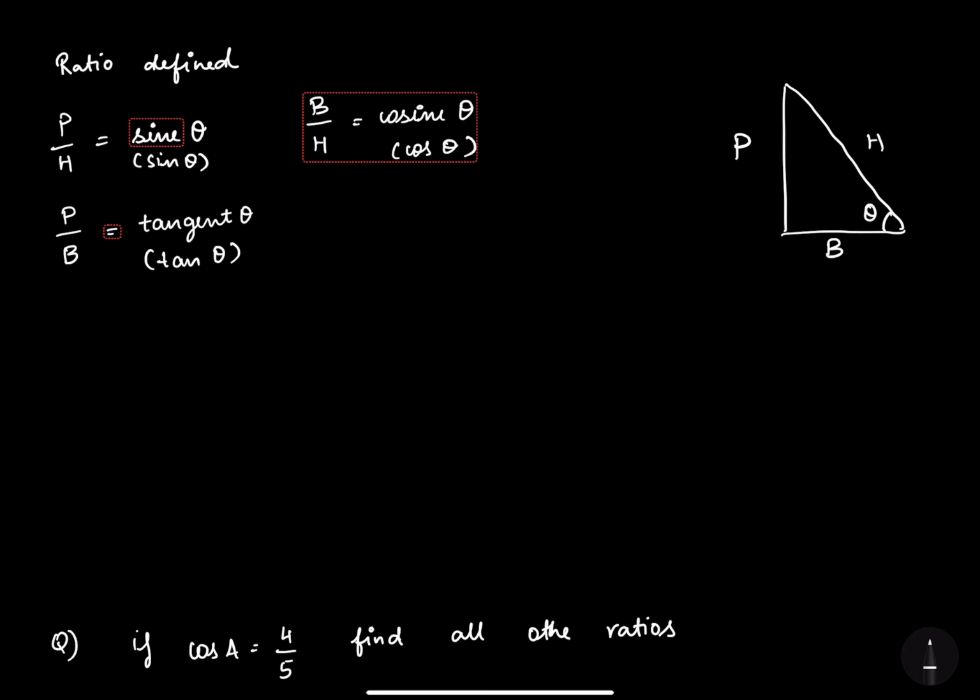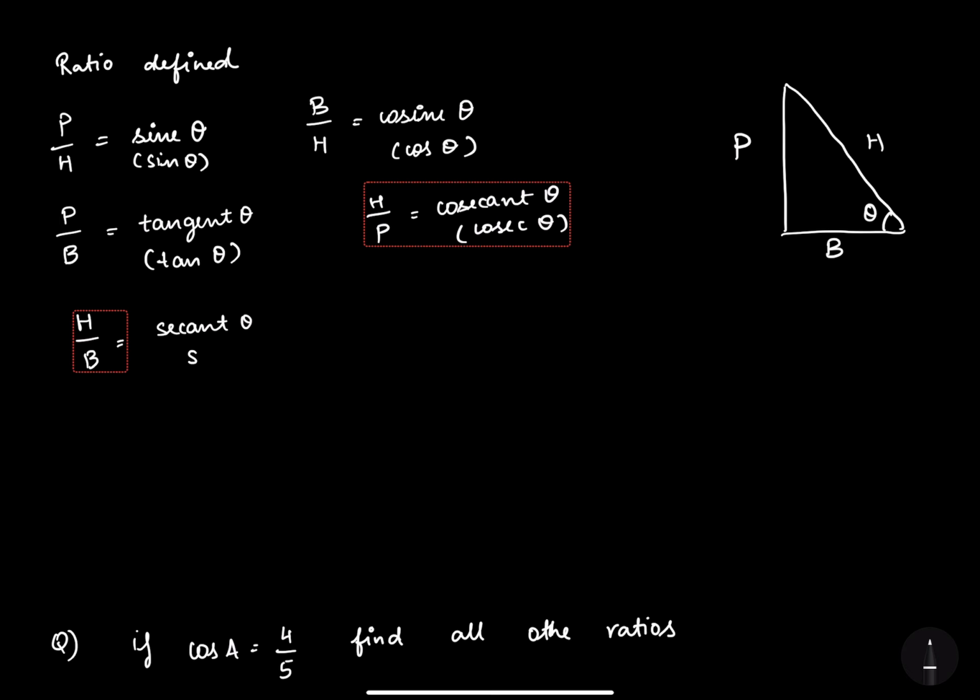Again, the next is basically when you reverse the given ratios, which is H by P. H by P, I'll call it cosecant theta or cosec theta. Next is H by B, which is secant theta, or in short form sec theta. And the last one is B by P, which equals cotangent theta, called cot theta in short form.